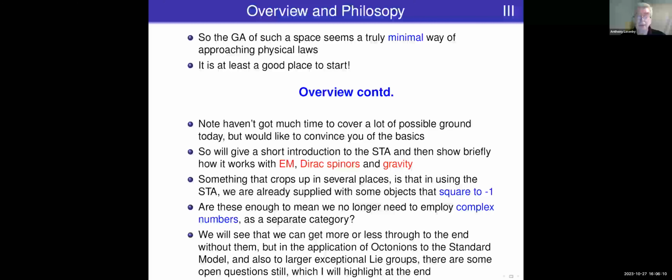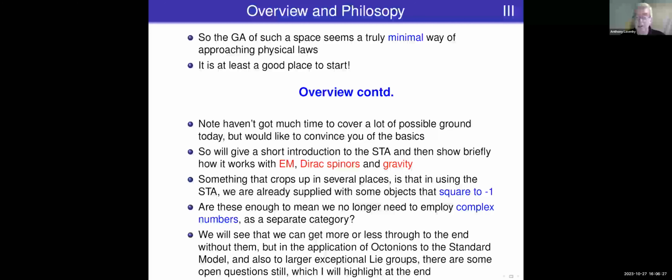Okay, so continuing with the overview, I haven't got much time to cover a lot of possible ground today, but I'd like to convince you of the basics. So I'm going to give you a short introduction to the STA, and then show briefly how it works with electromagnetism, Dirac spinors, and gravity.